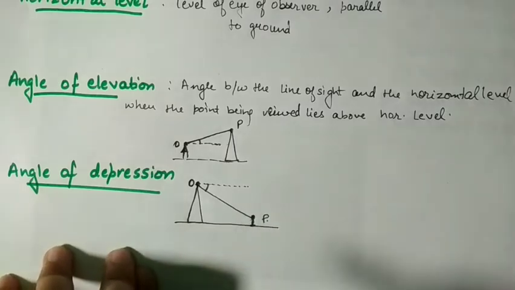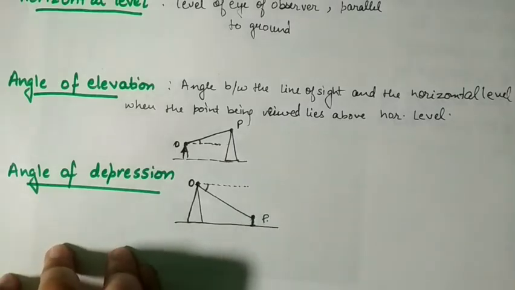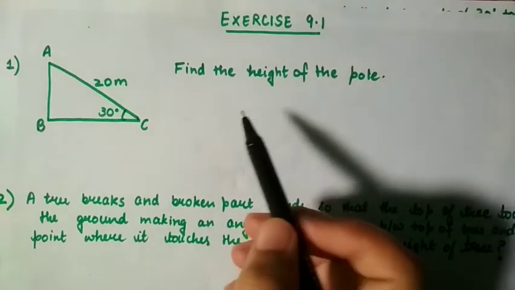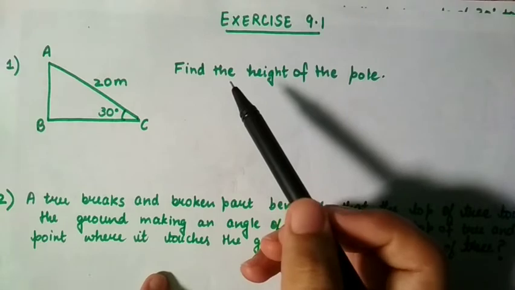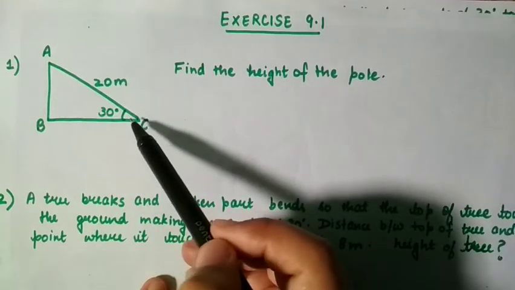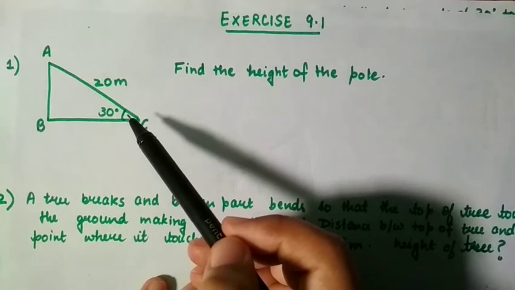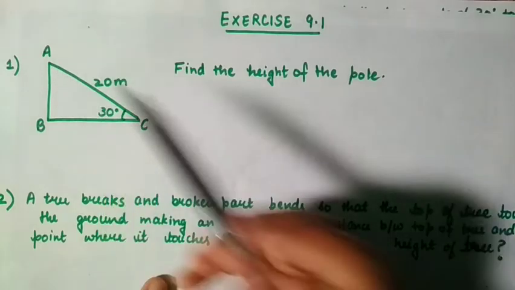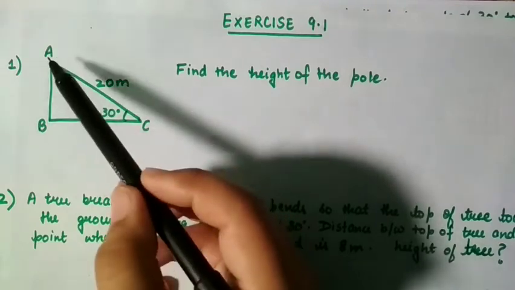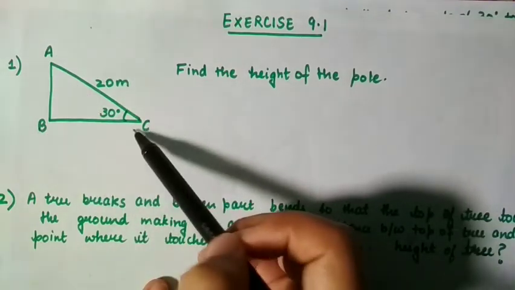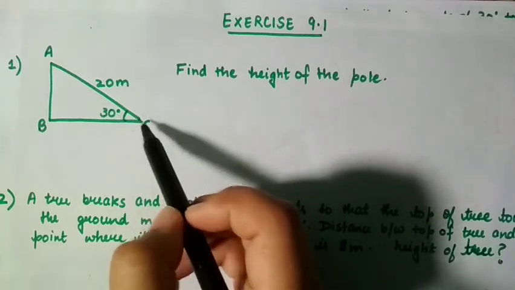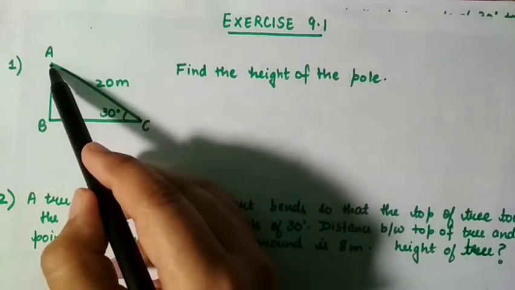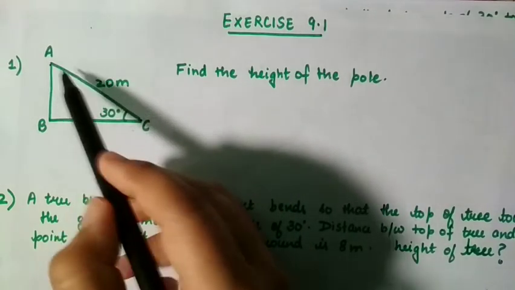Okay, now let us see some questions from exercise 9.1 based on these topics. Now see the first question of exercise 9.1. In this question, it is given that a circus artist is climbing a 20-meter long rope which is tightly stretched and tied from the top of a vertical pole to the ground. It means AB is the vertical pole and BC is the ground level. So C is a point on the ground to which the rope is tied from the top of the pole.